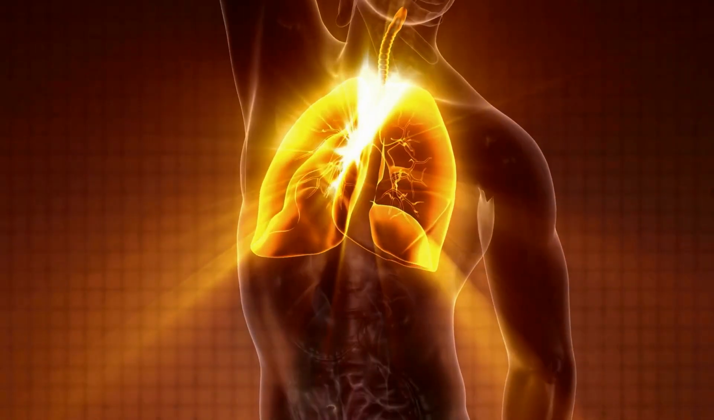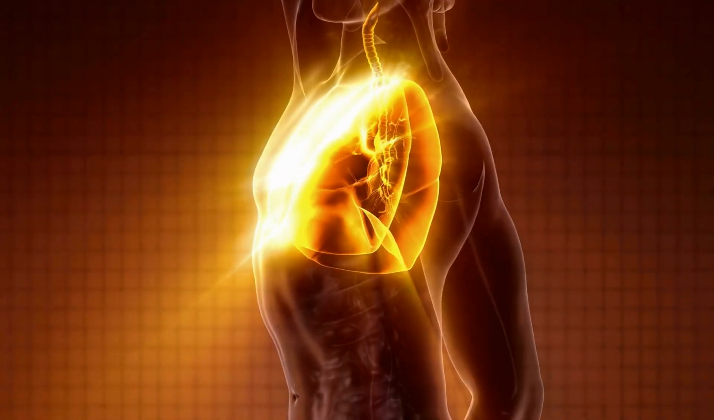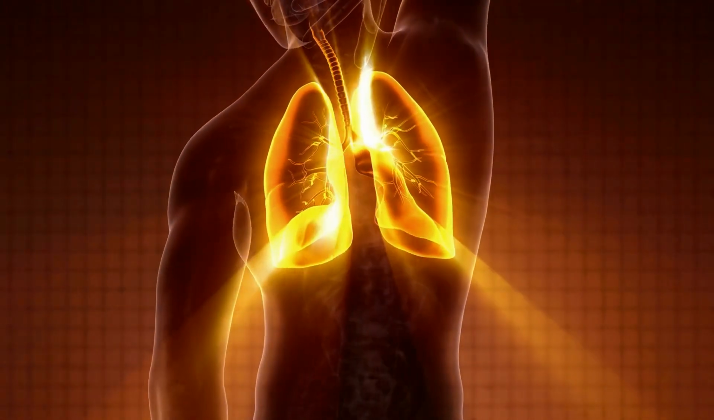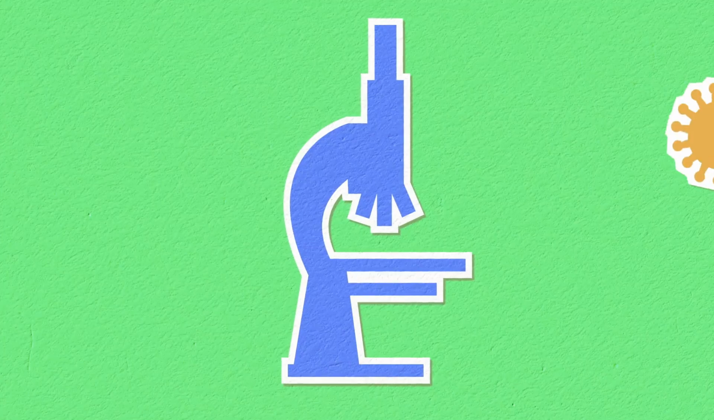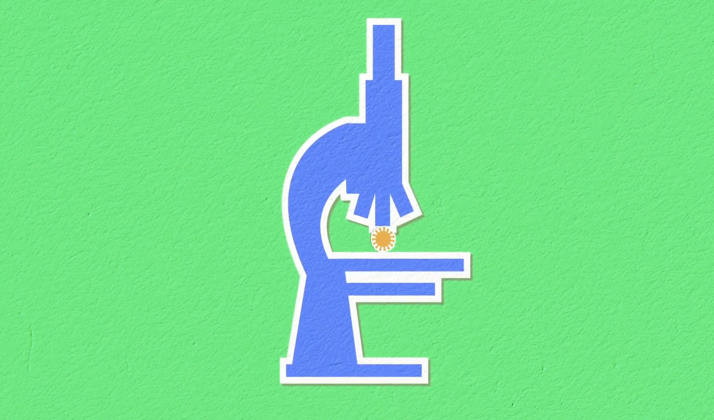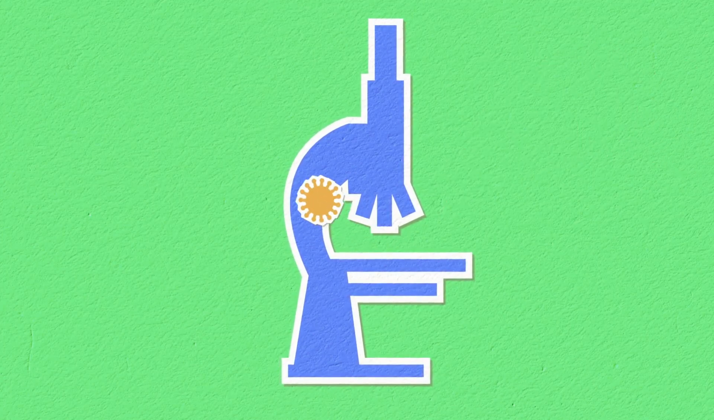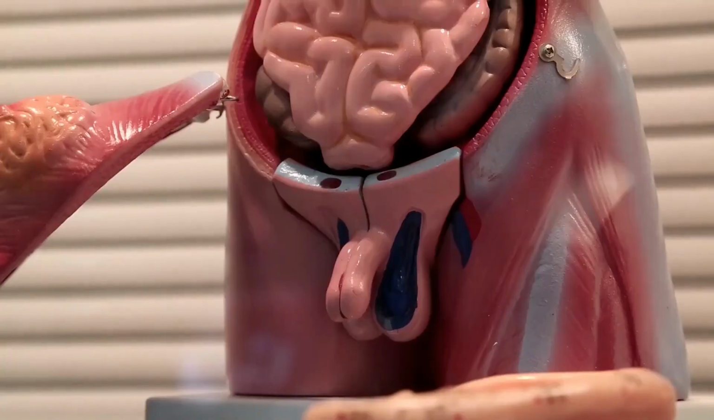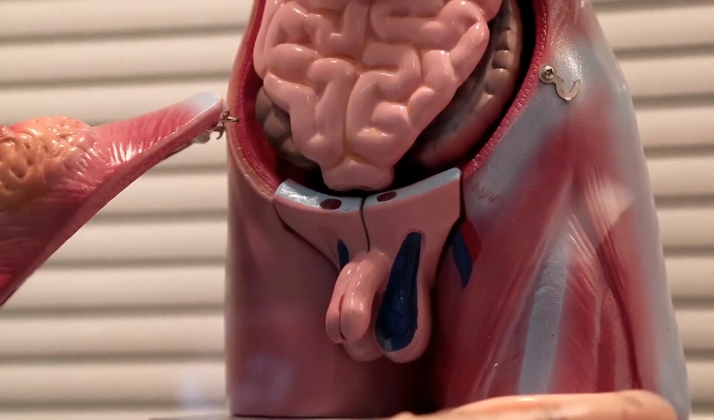The human respiratory system is a complex network of organs and structures responsible for the exchange of gases between the body and the external environment. It plays a crucial role in supplying oxygen to the body's cells and removing carbon dioxide, a waste product of cellular metabolism. Here's a comprehensive overview of the human respiratory system.